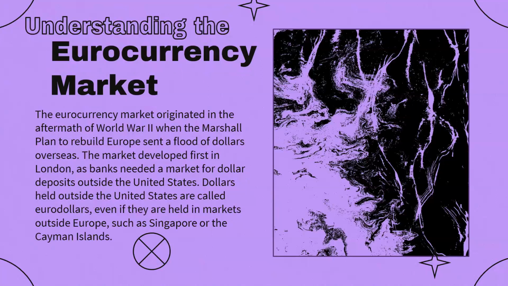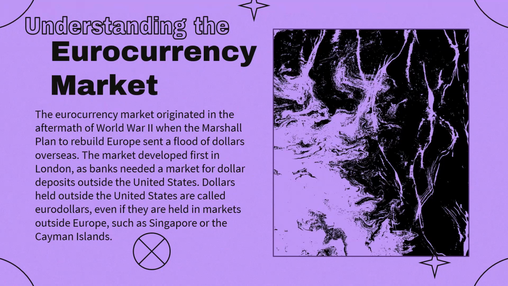The euro currency market originated in the aftermath of World War II when the Marshall Plan to rebuild Europe sent a flood of dollars overseas. The market developed first in London as banks needed a market for dollar deposits outside the United States. Dollars held outside the United States are called euro dollars, even if they are held in markets outside Europe, such as Singapore or the Cayman Islands.